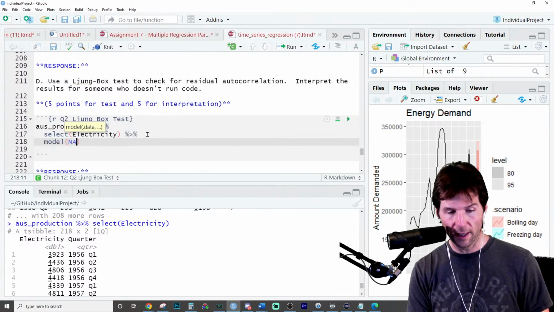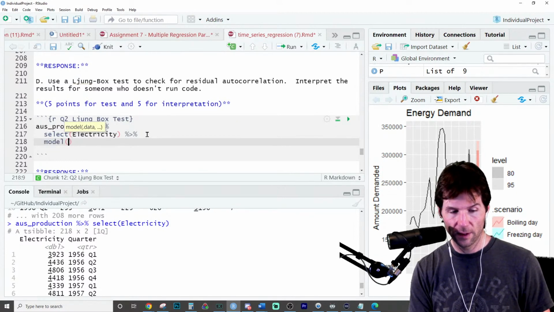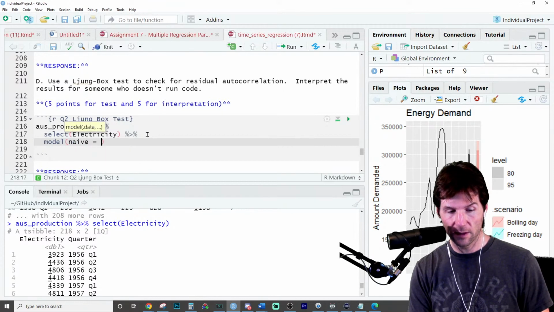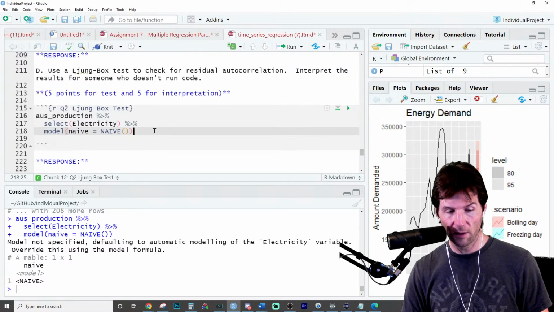And let's go to the naive. If we do that, say naive equals naive, and the naive doesn't take anything. There we go. There's the naive model. I think we're good on that. Let's look at the gg time series residuals.